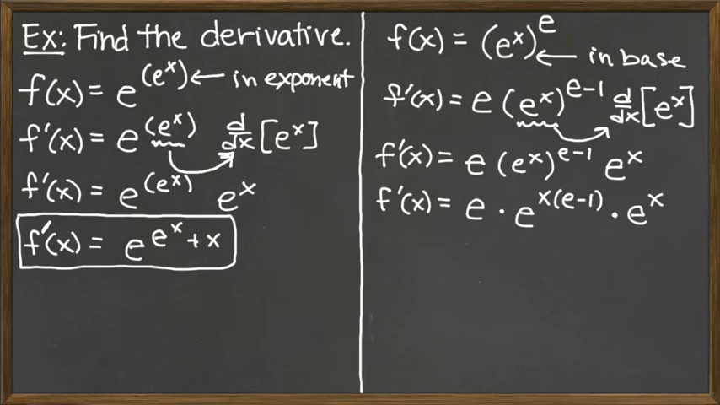So now you see we have three terms multiplied together that have base e. We can combine those three terms by adding the exponents. So we have base e overall. In that first term, we have an understood power of 1. Then we add to it the exponent from the second term that's multiplied. That exponent was x times parentheses e minus 1. And then we add to it the very last exponent that we have, which is x.